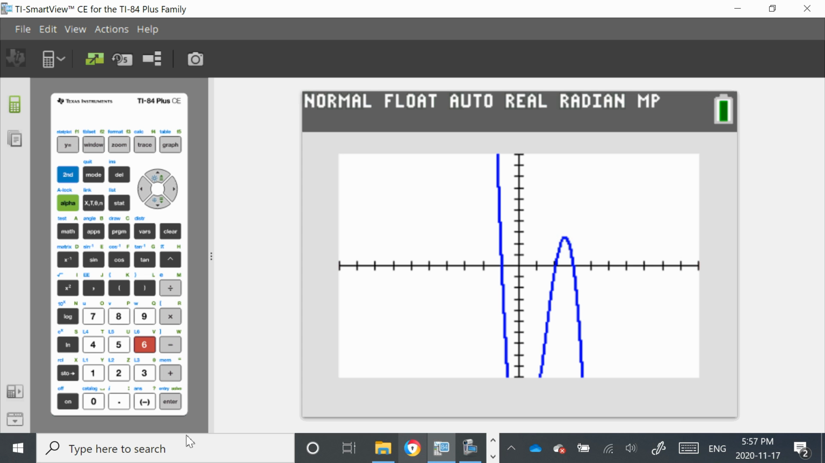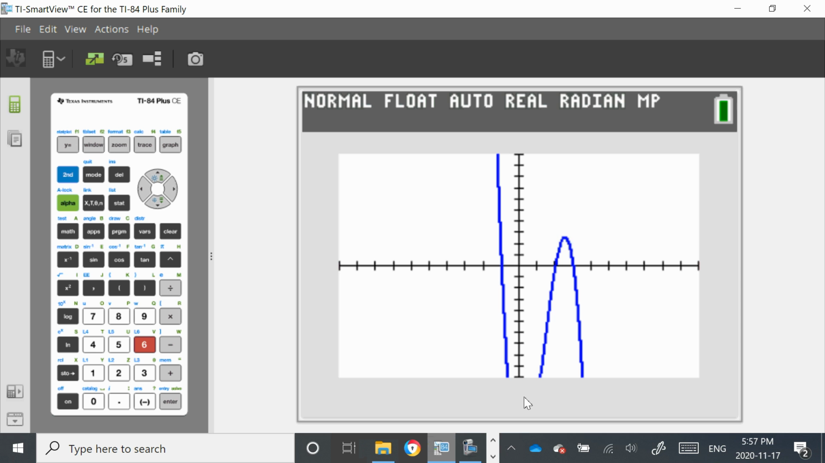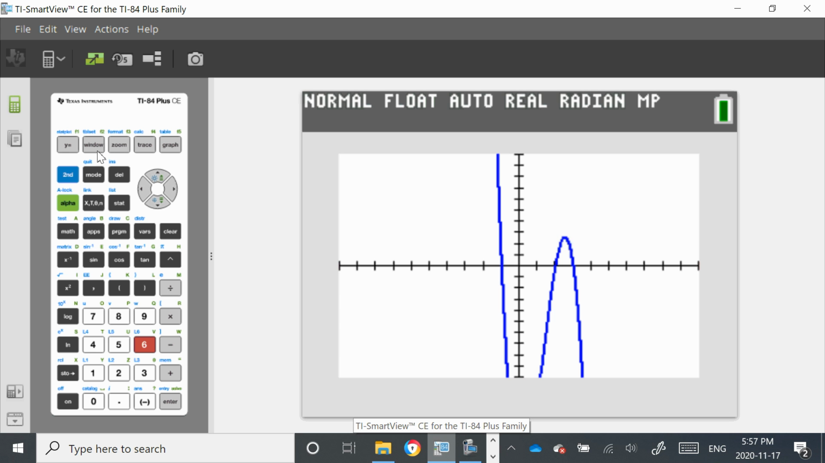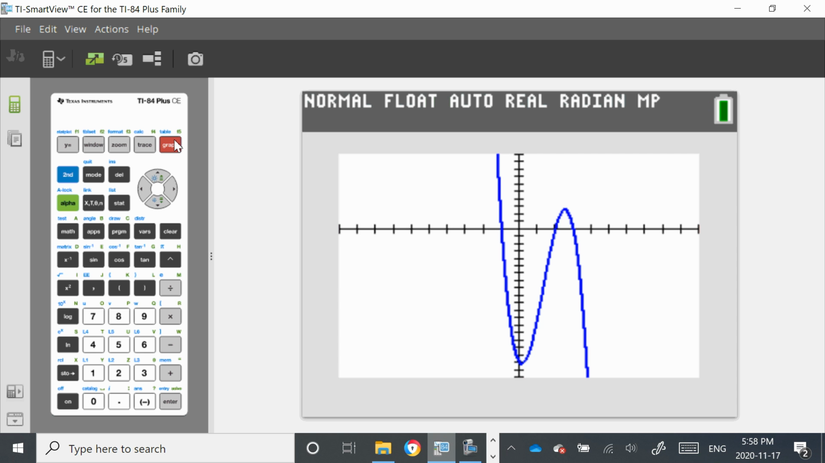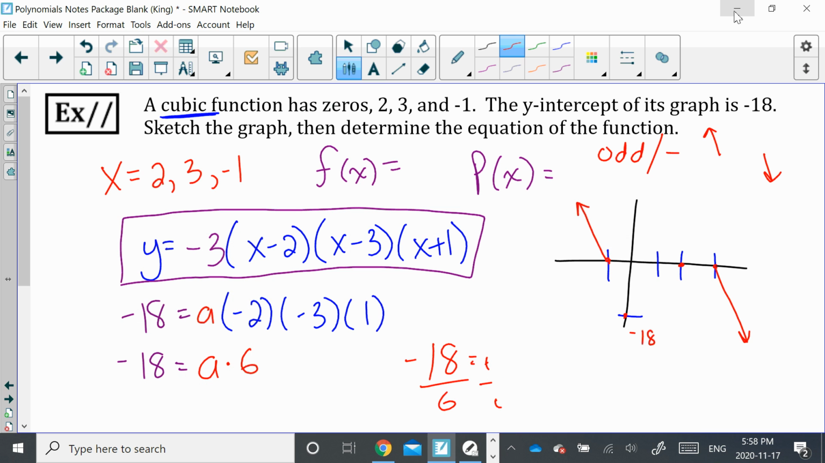So there's my graph there. It gives me a really good idea. If we want to see the y-intercept, we know it's at negative 18. So maybe let's go down to negative 20. Y min, negative 20. Yeah, so there's our graph there. Sorry, I just need to see that one more time.